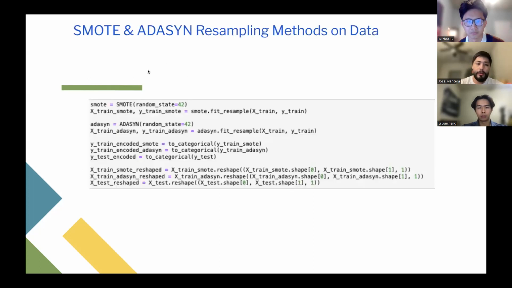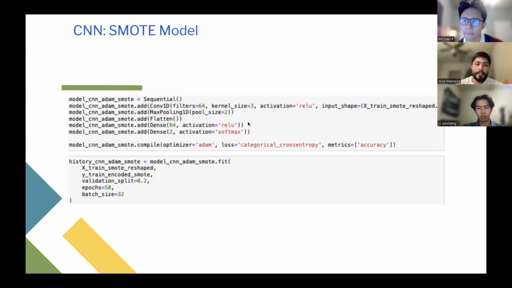And then, in order to see if we can potentially improve this, we did 2 resampling methods. It was SMOTE and ADASYN. And essentially this is just how we resampled the data. And then from here, this is where we ran the same 3 models again, but based off each resampling. So it was 6 total models.